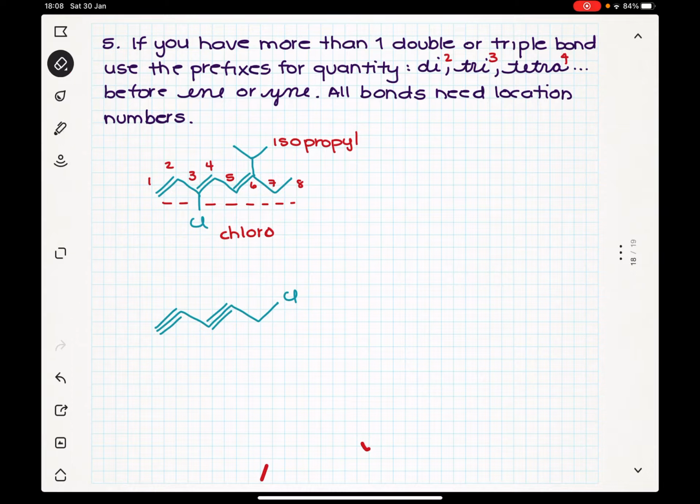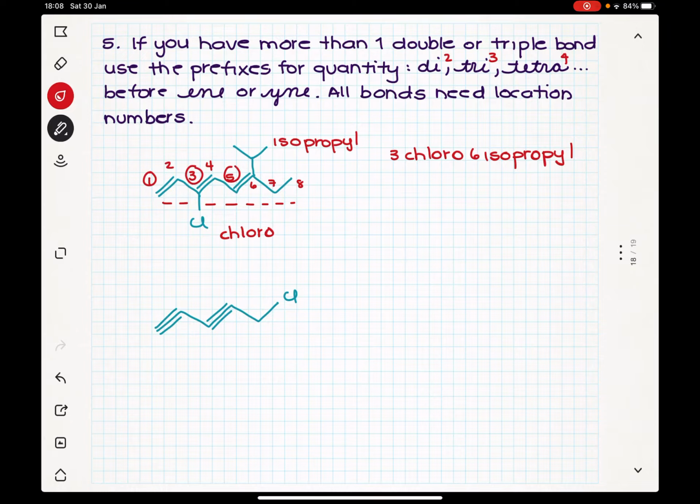And then I put my name together. I go first with the substituents in alphabetical order, so it's going to go 3-chloro, 6-isopropyl, and then I'm going to say where the double bond is. My double bonds are in carbon 1, carbon 3, and carbon number 5. So I go 1, 3, 5, I have 8: oct, tri, ene.